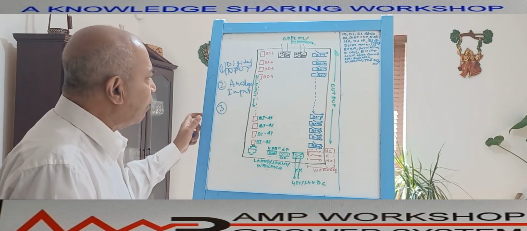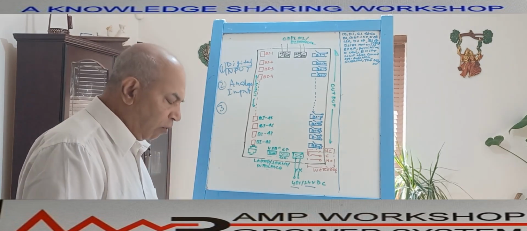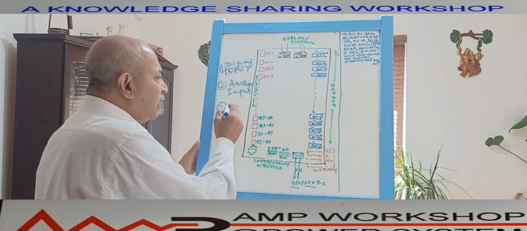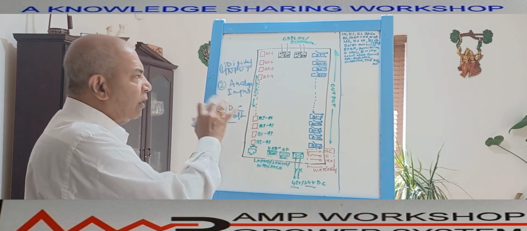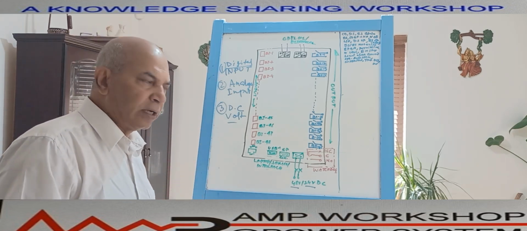So that is another analog input we are giving, that is 48 volt, 24 volt or 12 volt as per the capability of the relay. That DC voltage input we have to give to the relay. That is also another point. These are mainly the 3 inputs we are giving to the digital relay.